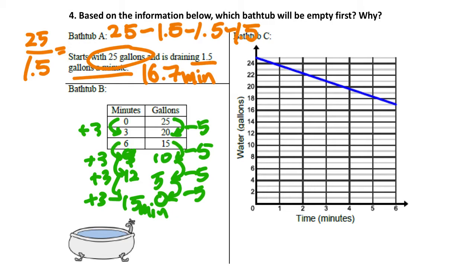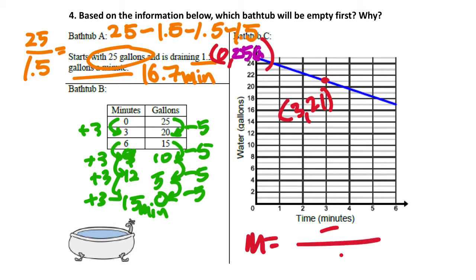And bathtub C, this one we can see it has a y-intercept at 25. So it's going to start with 25 gallons. And then you probably want to find the rate on this one. Looks like it's this value right here. That's at 3 minutes. There is 21 gallons left. That's a 0.25 over here though. So to find the rate of change on this one, use the slope.